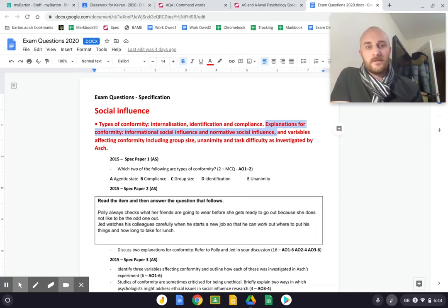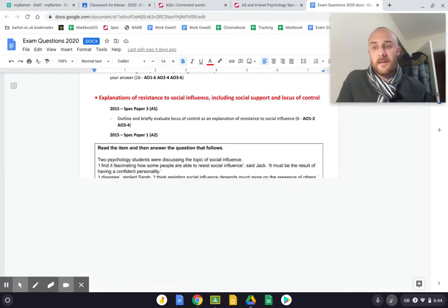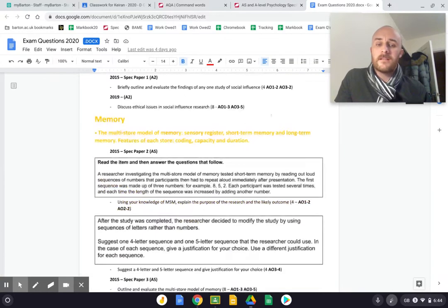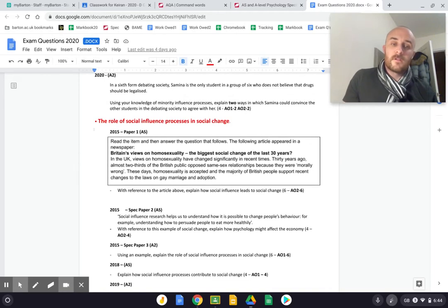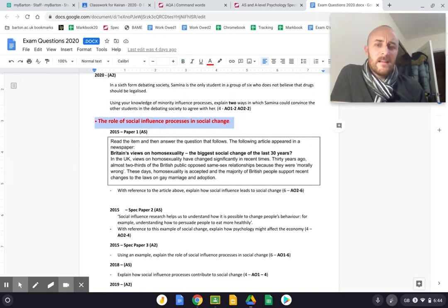You have to know the terms. It's something that's going to make you stand out. But apart from that, you have to actually understand it. There are parts of the spec that people find a bit more difficult than others, for example. So if I were to go to the role of social influence processes and social change, people sometimes don't understand this, even though they know all the theories, but they then can't use the theories particularly well. You have to know this. It's only a third.